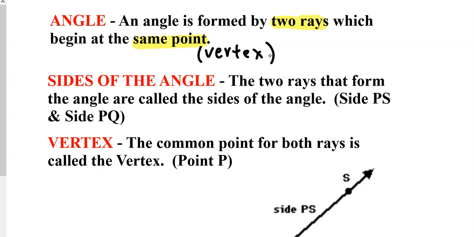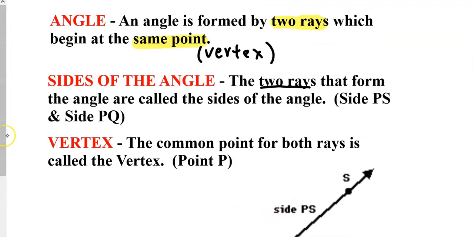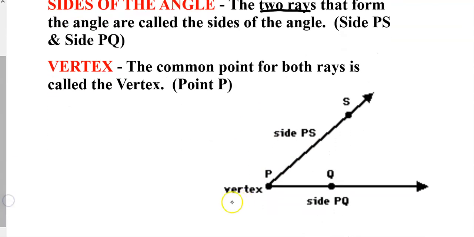Sides of the angles, again, are two rays that form the angle. In our example down here, that would be ray PS, or in other words, a side, and ray PQ, the other side of the angle. And the common point for both of them in this case is P, right down here. So that is your vertex of this angle.